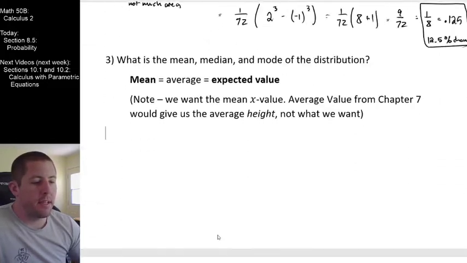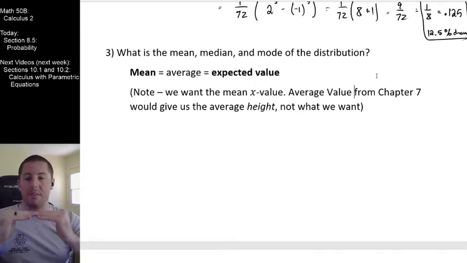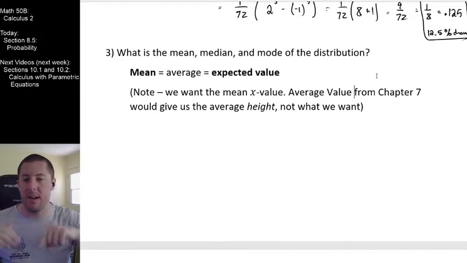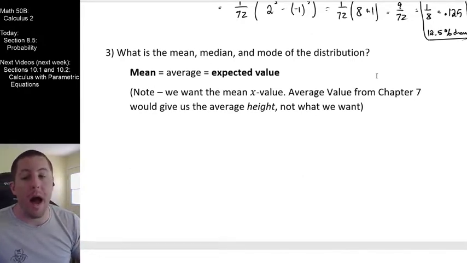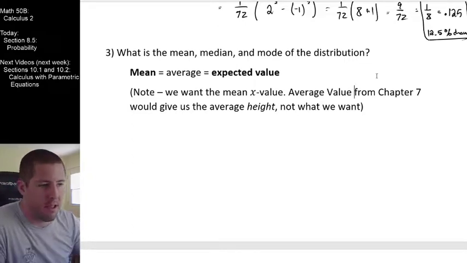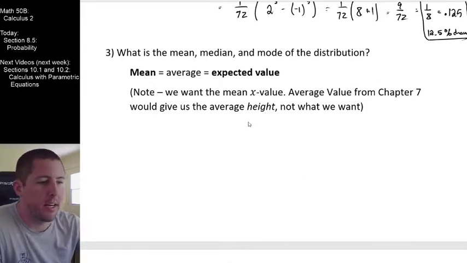So when we ask for the average of the distribution, what we're saying is the expected value of one roll of the die. Notice, we have talked about average value earlier this semester, but what average value was doing was trying to find the correct height to build a rectangle so that the area underneath the rectangle is equal to the area underneath the curve. This is an average X value, not an average Y value. So this is a little bit different than the average value that we talked about back in chapter 6 or 7 or wherever that was. That would give us average height. We want the average X value that we're going to experience out here.